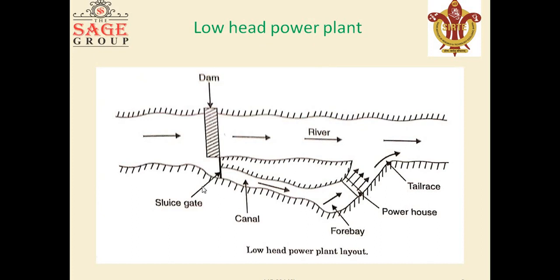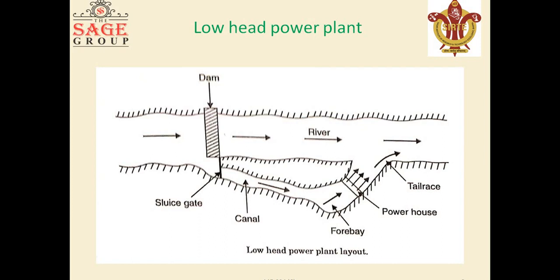These plants usually consist of a dam across a river. A side stream diverges from the river at the dam. Over this stream the powerhouse is constructed. Later this channel joins the river further downstream. This type of plant uses a vertical shaft Francis turbine or Kaplan turbine.